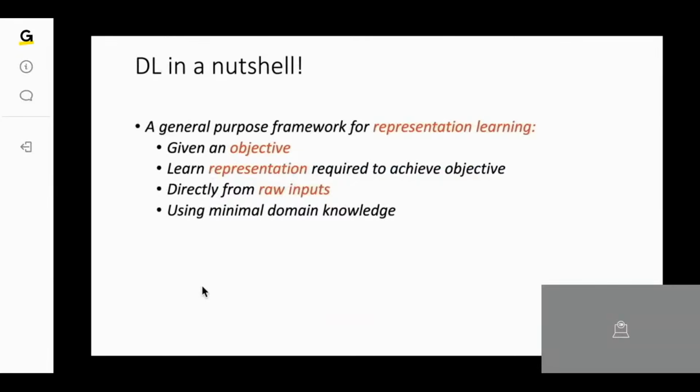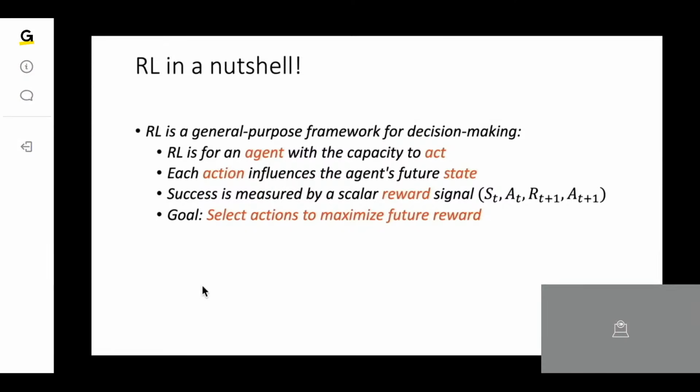In a nutshell, how are we combining deep learning and reinforcement learning? Deep learning is giving us this power of representation learning. We don't need explicit domain knowledge to feature engineer, but we can start with these high complexity sensory inputs or raw inputs and learn robust representations, as we have seen in a lot of deep learning papers in recent times. Given an objective, DL can help us to learn these representations.